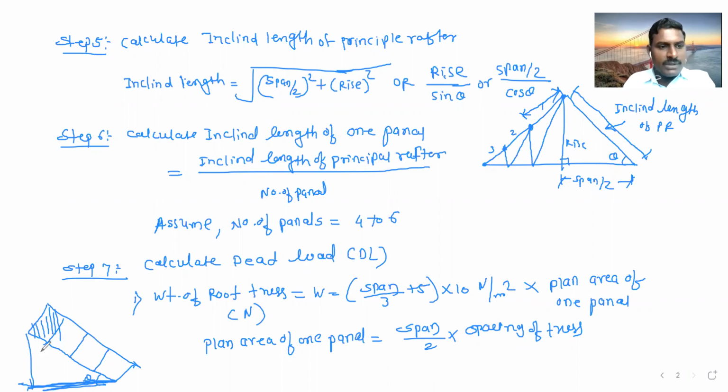How can we calculate this length? The total span by 2 length is known. The inclined length of one panel we also know. Then how can we calculate this horizontal length in plan?